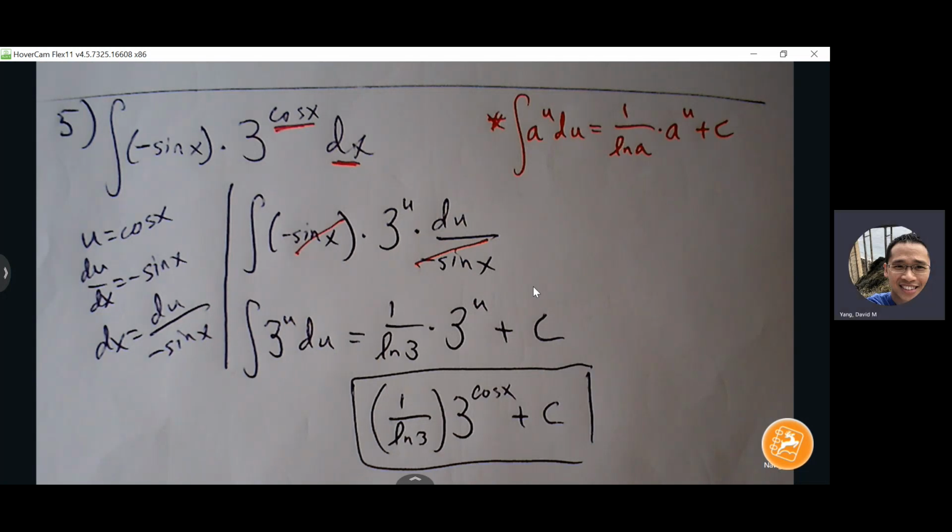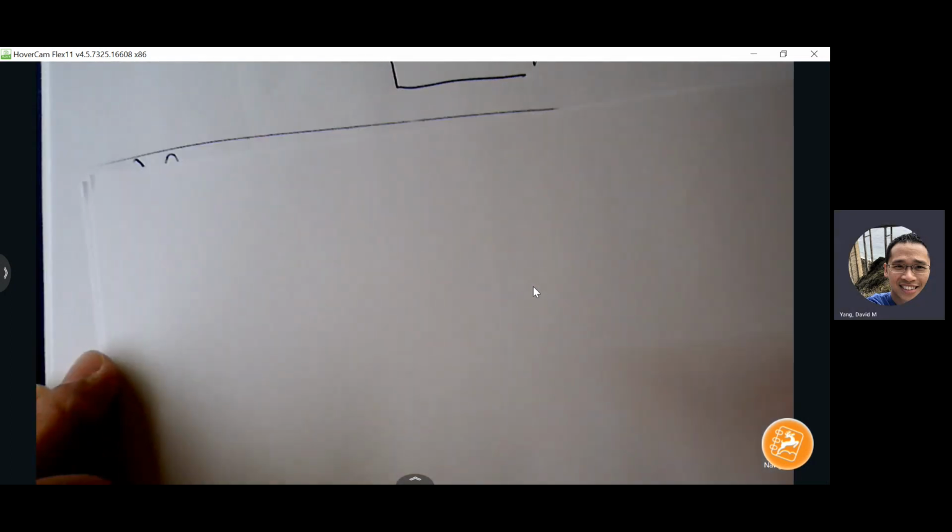And number 6 is more complicated than what you need to be able to do for completing the square. So let me revise number 6 here.